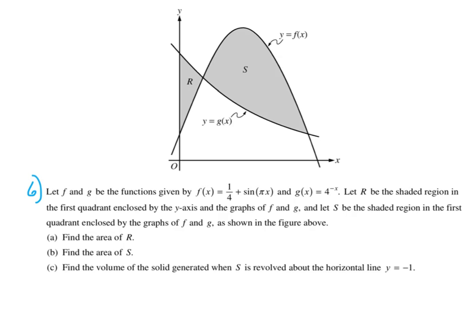Okay, so they ask us to do three different things. Find the area of R, area of S, and the volume of the solid generated when S is revolved around the horizontal line y equals -1.